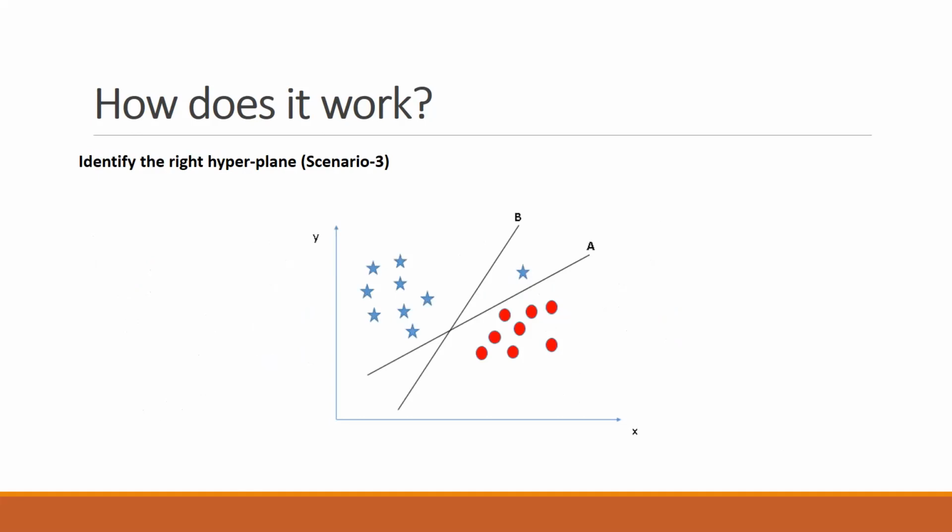So let's go to scenario 3, identifying the right hyperplane. Here, the hint is that you use the rules discussed in the previous section to identify the hyperplane. Some of you may have selected hyperplane B as it has the higher margin compared to A. But here's the catch. SVM selects the hyperplane which classifies the classes accurately prior to maximizing the margin. Here, hyperplane B has a classification error and A has classified all correctly. Therefore, the right hyperplane is A.